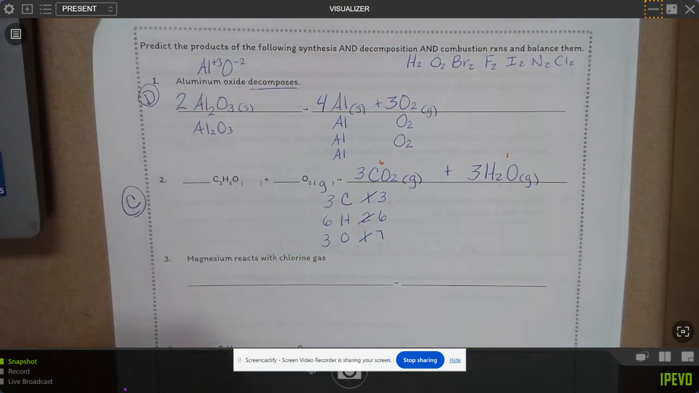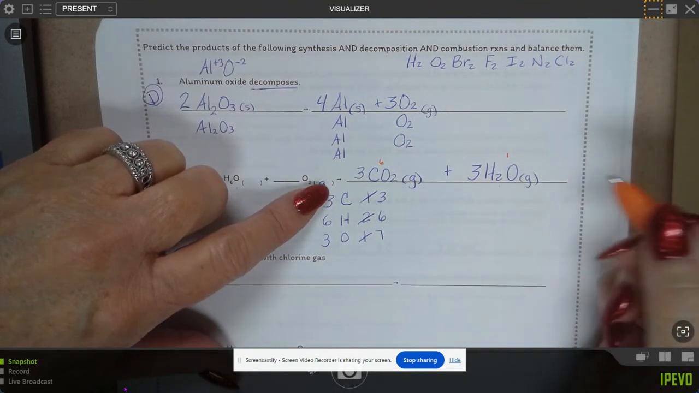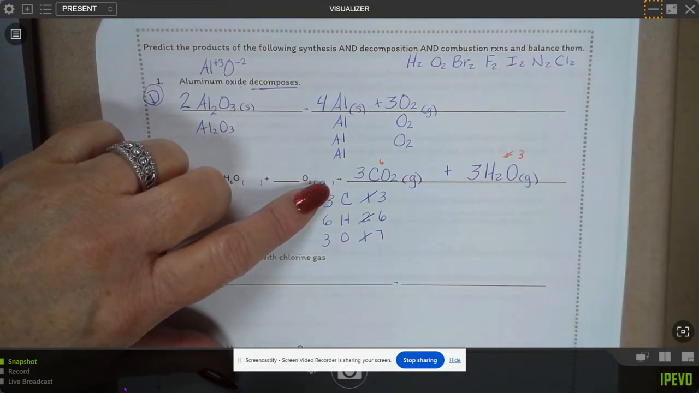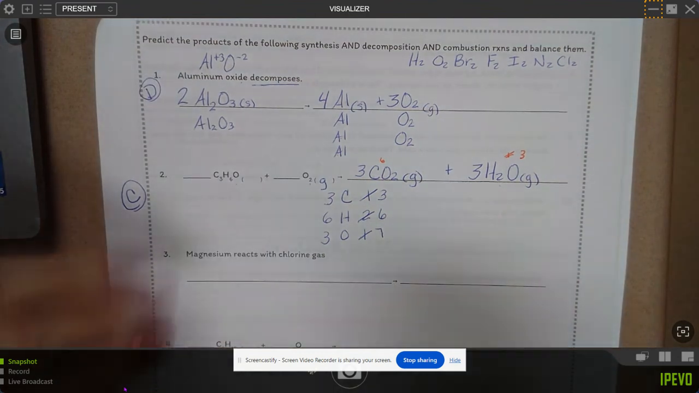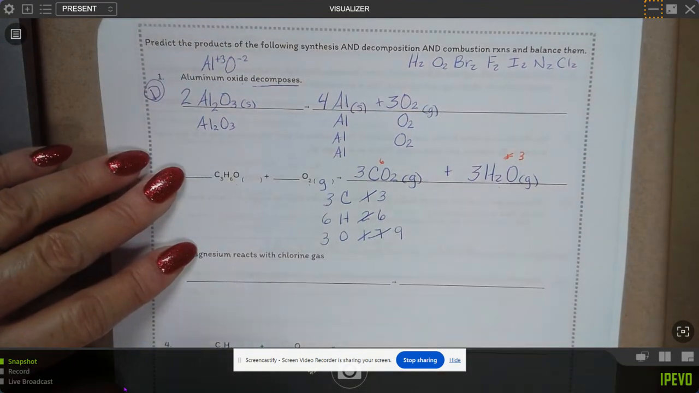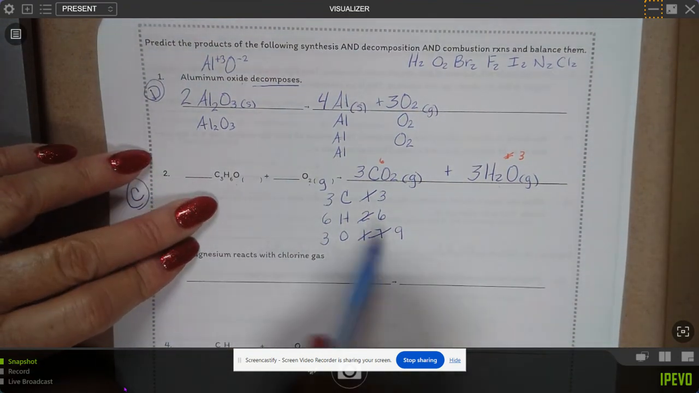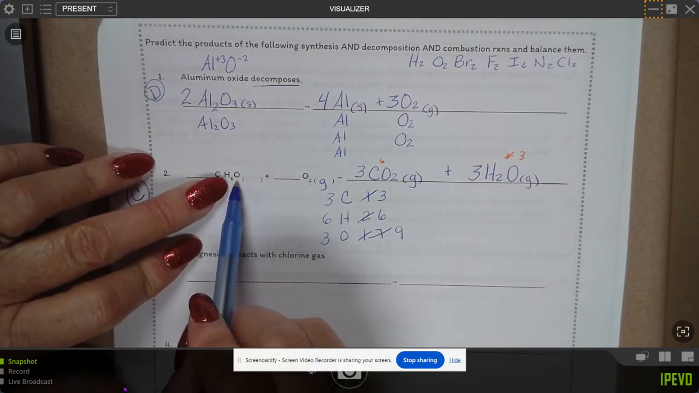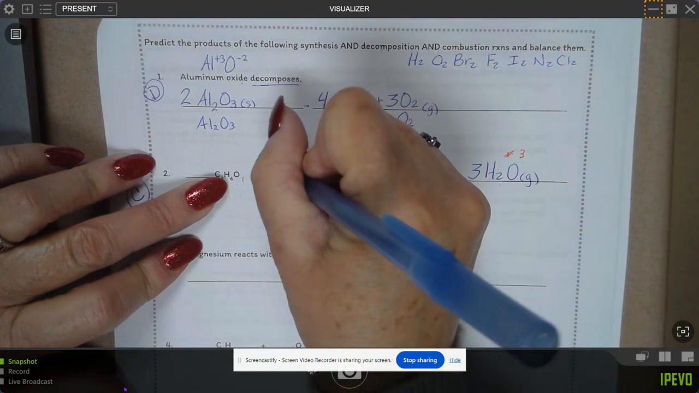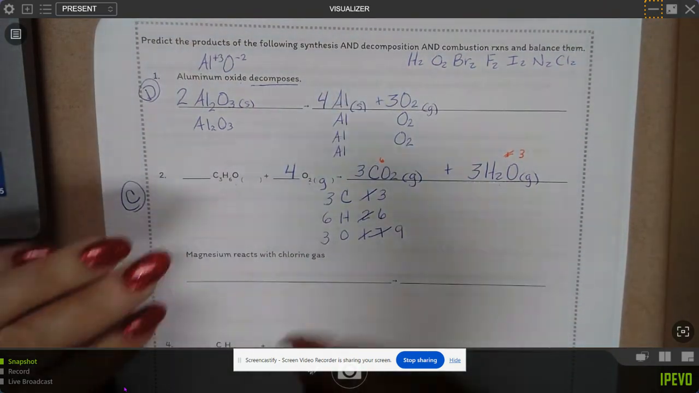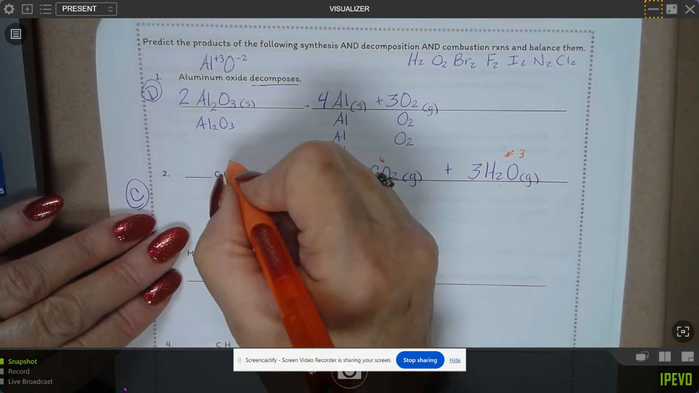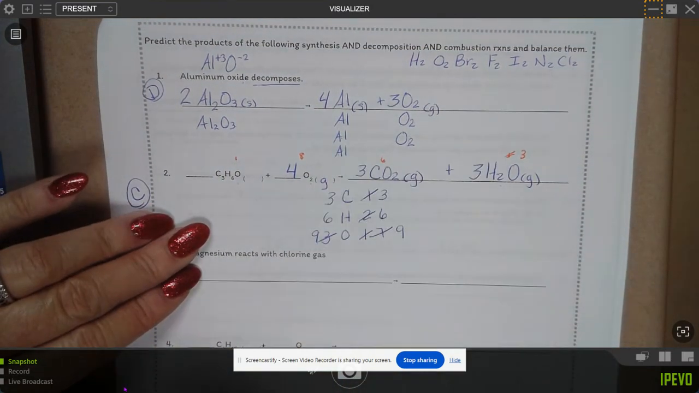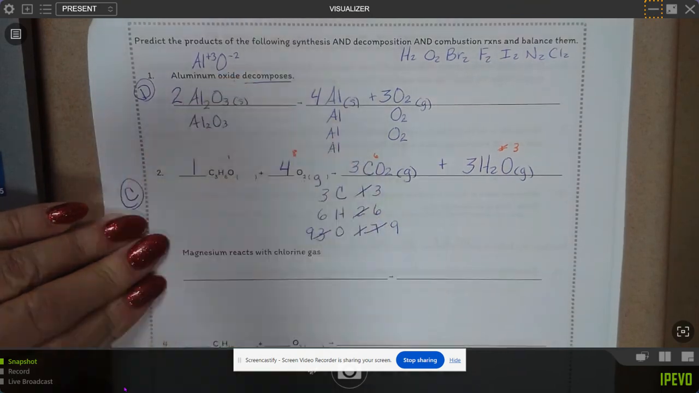So if I put a coefficient of 3 here, 3 times 2 gives me 6 hydrogen. Let's recount what that did to our oxygen. A 3 here means we have 3 oxygen, so altogether I have 9 oxygen. I can subtract this 1, so that means I need 8 more oxygen. If I put a 4 here, 4 times 2 is 8, and then I've got that 1 oxygen over there, which gives me 9 oxygen. My equation is balanced.